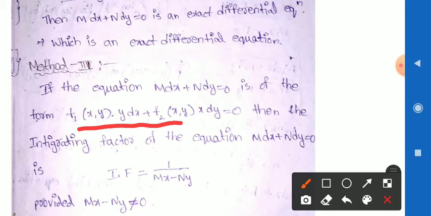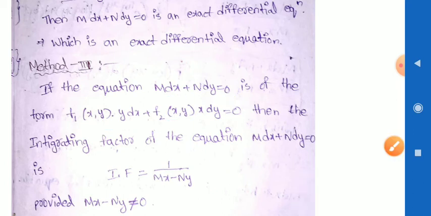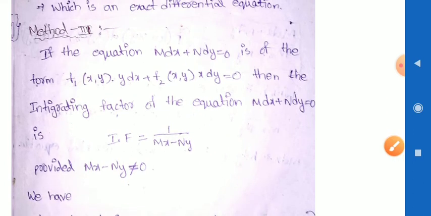If the given differential equation is of the form f1 of x comma y into y dx plus f2 of x comma y into x dy, then we have the integrating factor, that is 1 by Mx minus Ny. The same process I followed in method 2, we have to follow in method number 3.